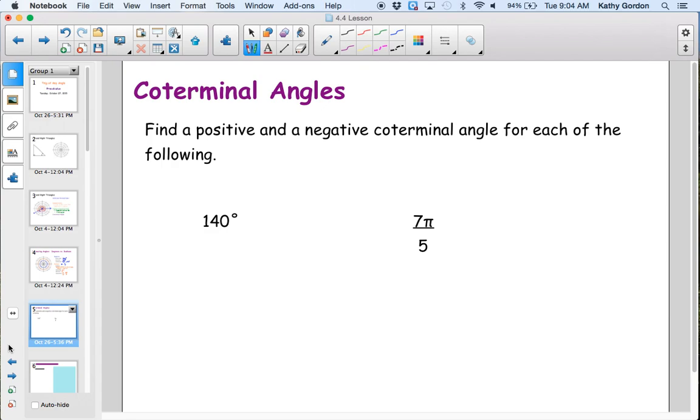So let's stop for a second and think about some of what we've just been talking about. Take a second and figure out one positive and one negative coterminal angle for each of these angle measurements. Your clue to this is to be consistent. So if I'm giving you a degree measurement, you give me degree measurements for answers. If I'm giving you a radian measurement, you give me radian measurements for answers. Okay? So one positive and one negative coterminal angle for each of those.